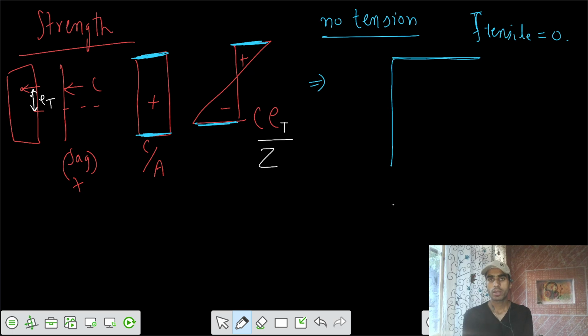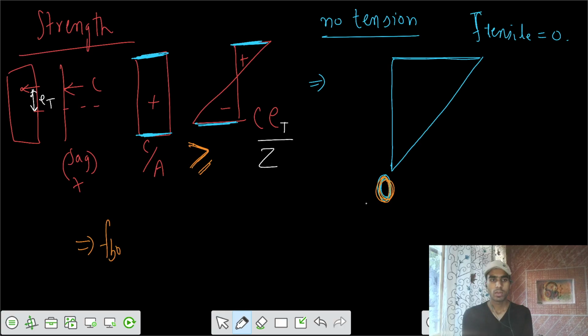So the condition is that I want the stress here to be 0. This is the condition here. I want tensile stress to be 0. I don't want any tensile stress here. That means this part should be greater than or equal to 0. So the condition is there.